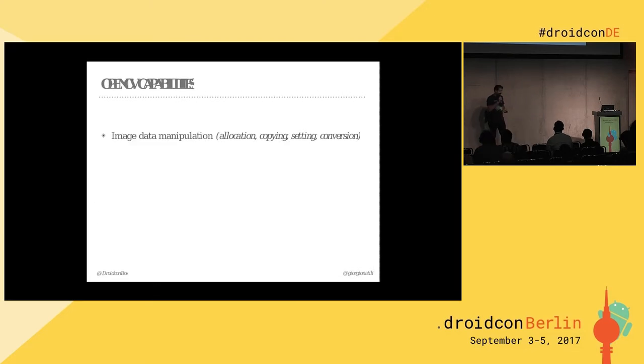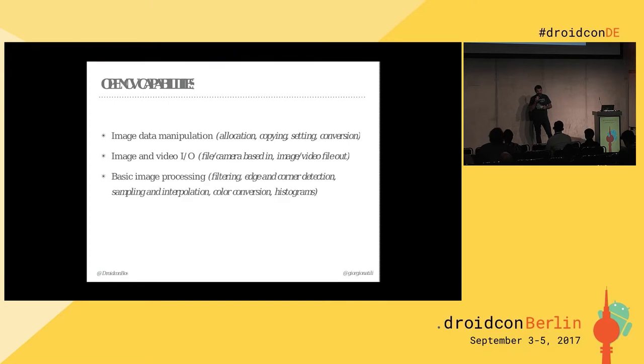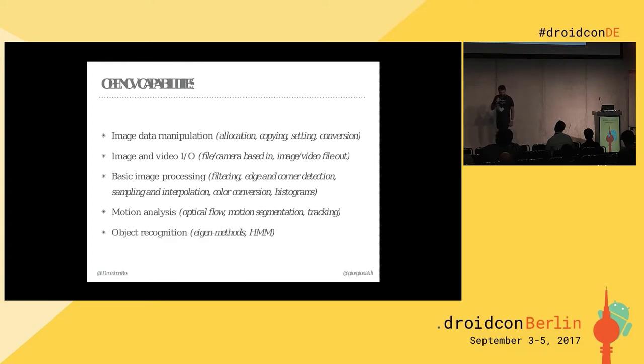The OpenCV capabilities are pretty straightforward. Image and data manipulation. So you can allocate, copy, you can change settings, you can deal with video input and output, you can do basic image processing, and you can do motion analysis. On top of this, you can do object recognition.